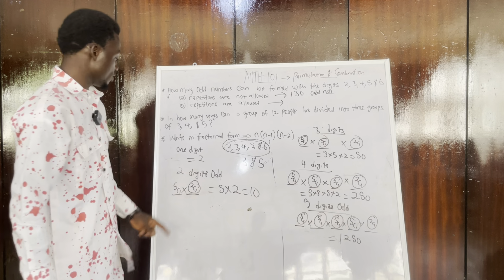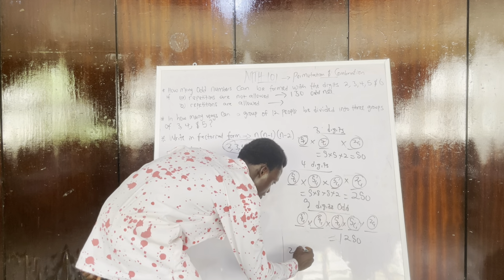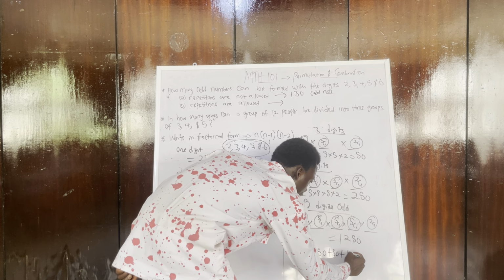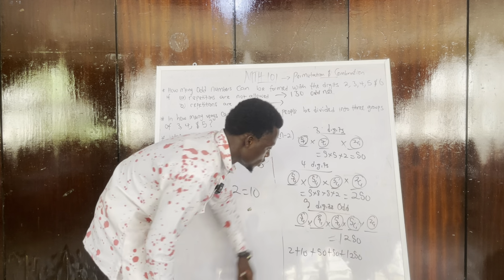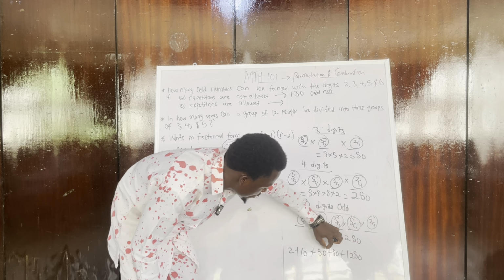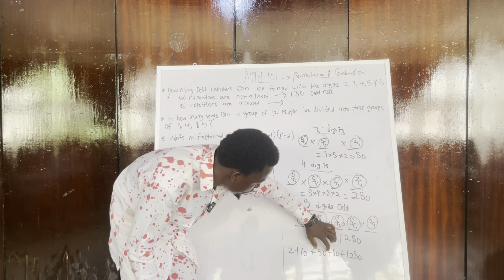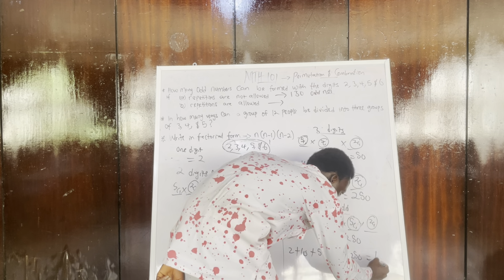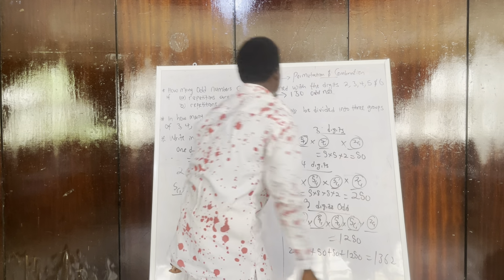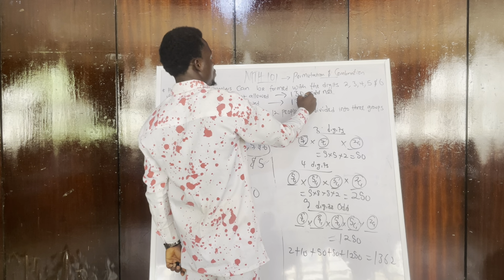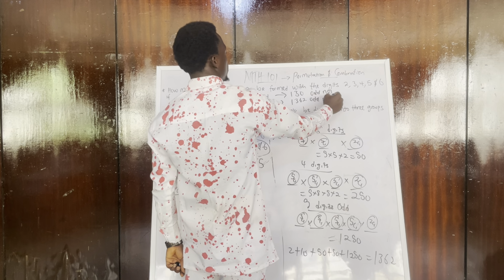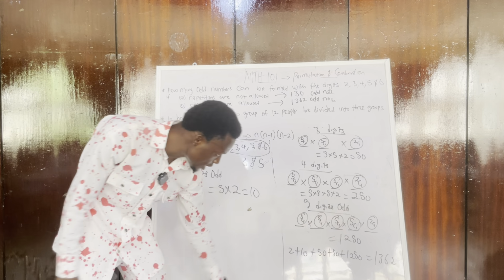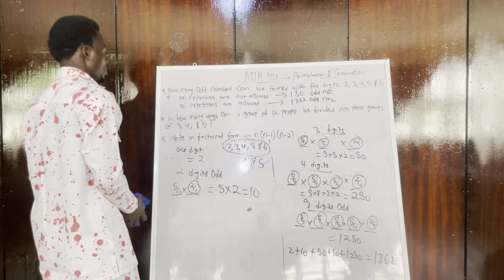Now let's add everything together. We have 2 plus 10 plus 50 plus 50 plus 1,250. If you add this 50, you have 1,300. If you add this 50, you have 1,350, 1,360, 1,362. That gives us 1,362. So for this one, we have 1,362 odd numbers if repetitions are allowed. I think I should be right here, the addition.